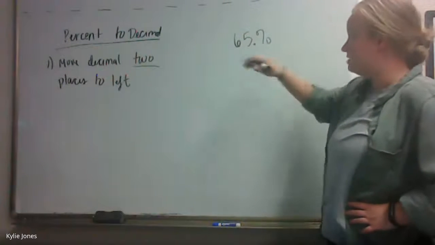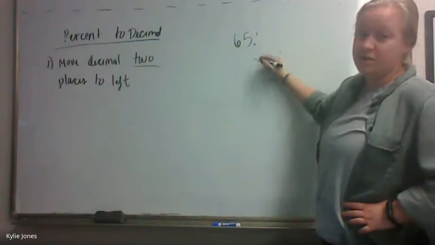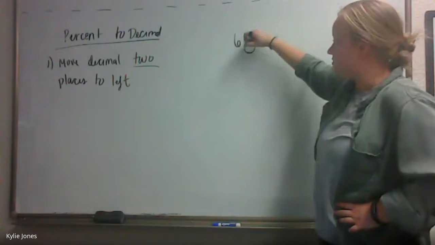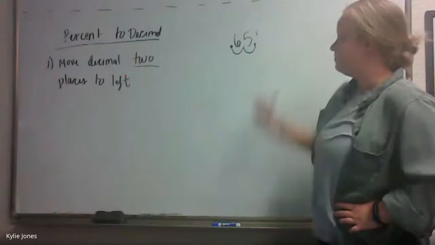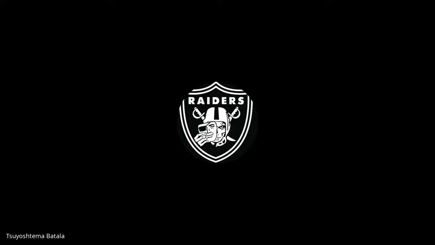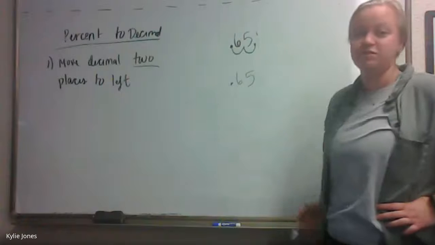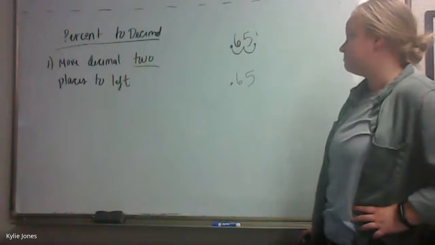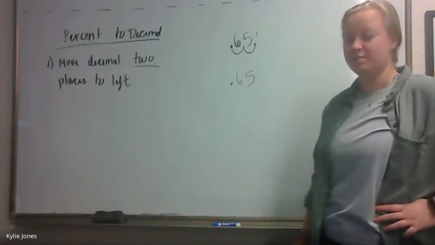When you go from percent to decimal, the percent sign basically just goes away, and you have a whole number, 65. Then you need to move the decimal 2 places to the left. 1, 2, and you're done. 65 hundredths would be your answer there. You moved it twice to the left. Make a little bit of sense? A little bit.